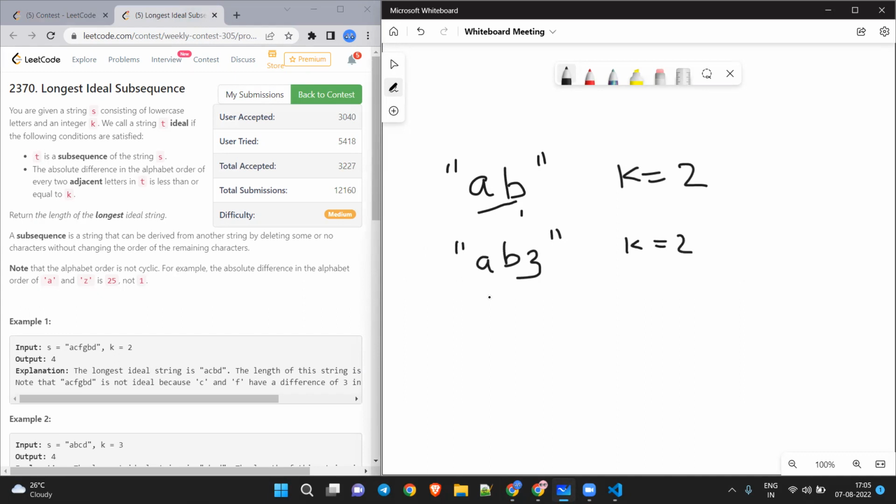Is this an ideal subsequence? Is that character Z? Yeah, Z. My bad. No, that's fine. Okay, A, B, Z. Is this an ideal subsequence?